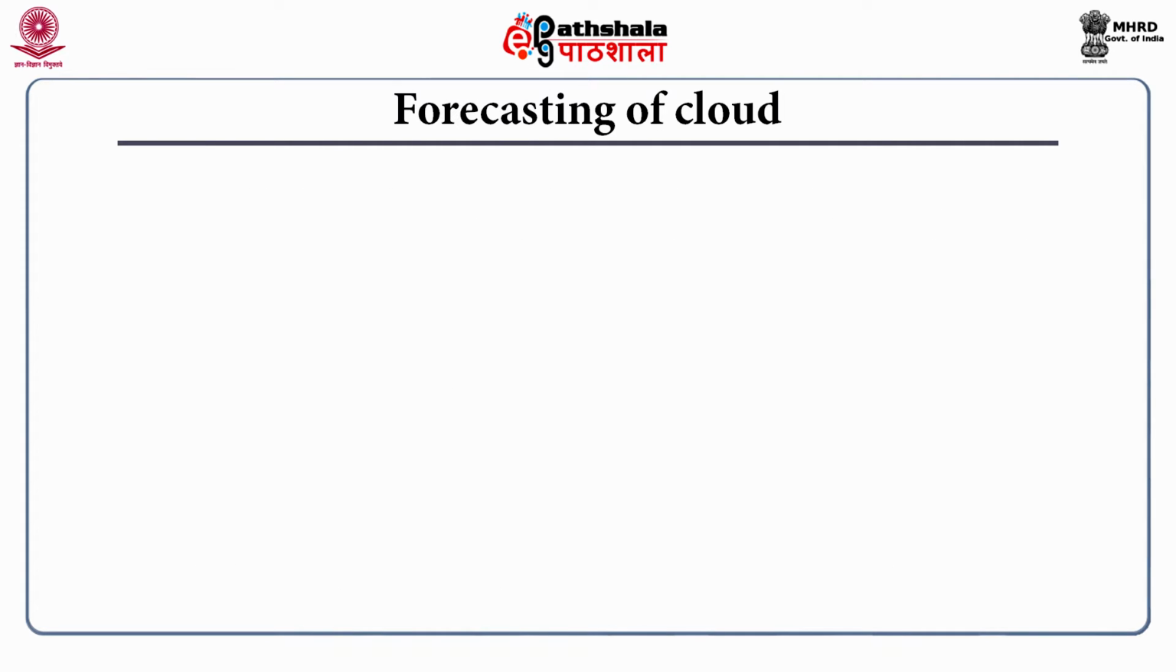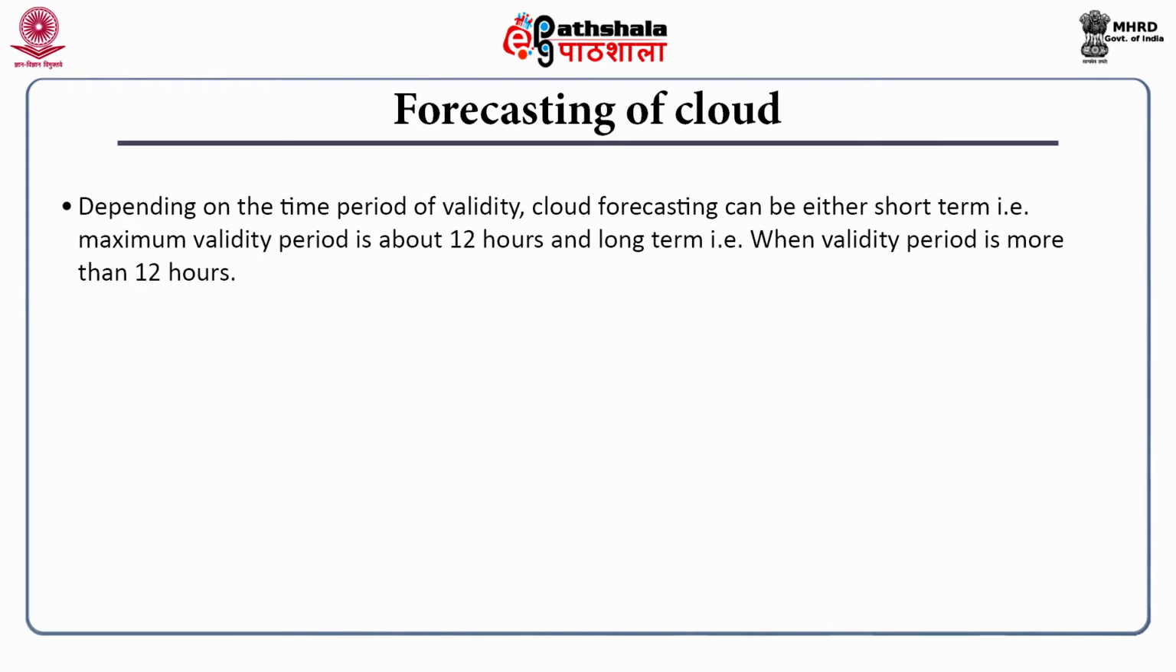Now, forecasting of cloud. Depending on the time period of validity, cloud forecasting can be termed as either short term forecasting or long term forecasting. For short term forecasting, the maximum validity period is about 12 hours. Long term forecasting is when the validity period is more than 12 hours. However, forecast reliability becomes less and less with time. That is, compared to short term forecast, in long term forecast, reliability will be slightly less.